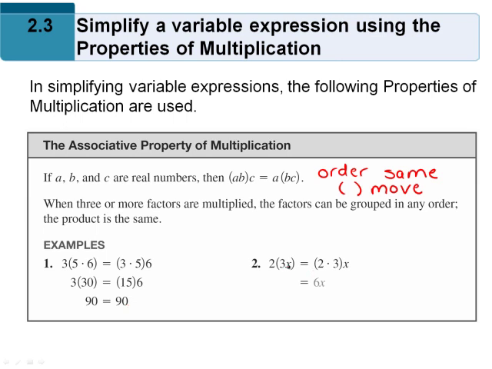Same thing with variable terms. If we have 2 times 3x, we can move the parentheses and do 2 times 3 and get 6x. And that's basically what we're going to be doing. We're not going to write it out like that. We're just going to multiply the numbers, but you're technically using the associative property of multiplication when you're simplifying that type of expression.